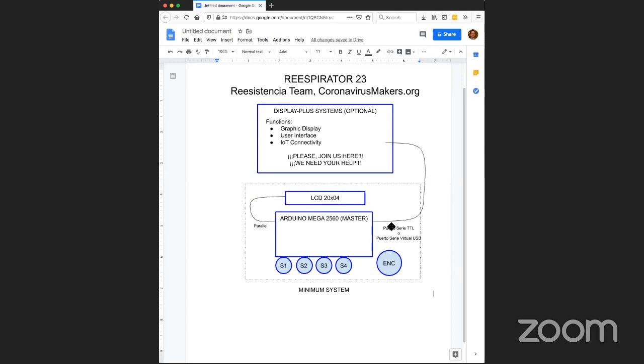We have defined a serial protocol so that in every scenario, in every country, depending on the display options you have in stock, you can design your own Display Plus system with a graphic display, because the LCD shows all the values, real measures and settings, but you cannot see the real-time graphs. Also, you can add a user interface and IoT connectivity to allow doctors to supervise a group of ventilators from only one place. So I think that's it.